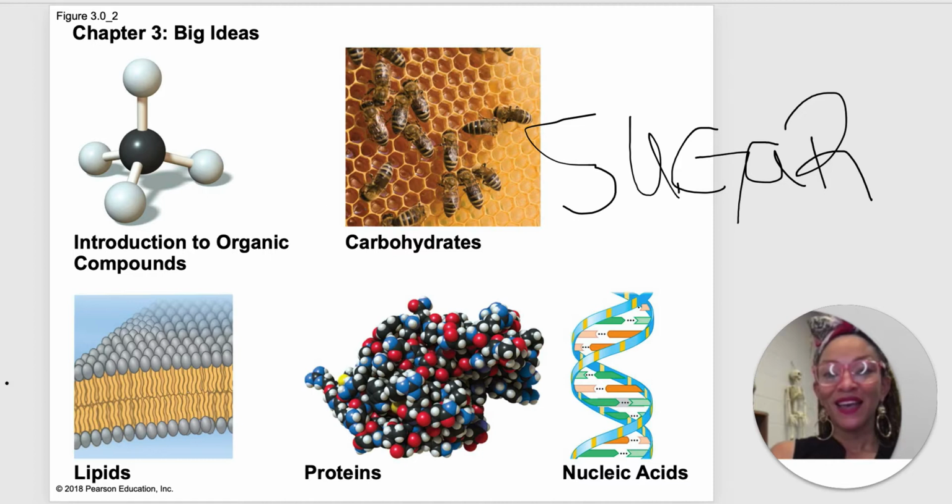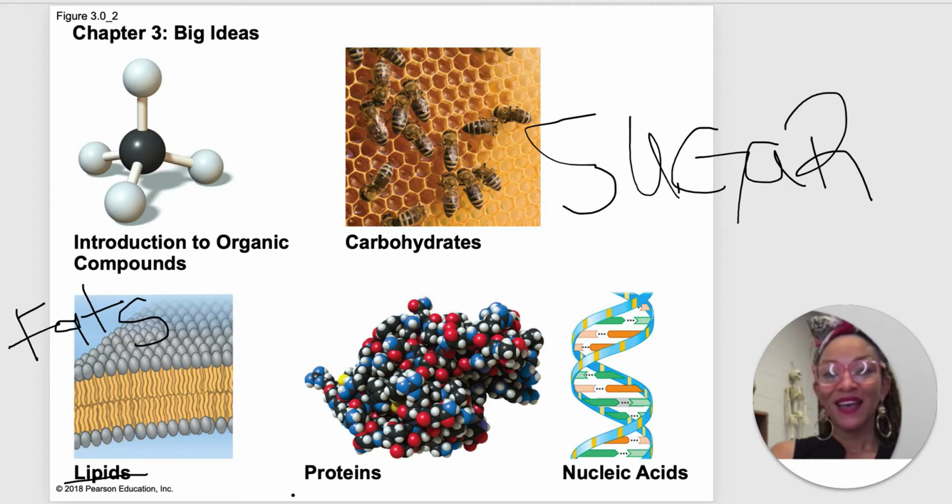Next up, we have lipids, and lipids are also known as fats. Fats are good to have for your body. Of course, we don't want to have too much, but it's always a good idea to have fat because it helps us to make certain hormones. It helps to keep us warm.